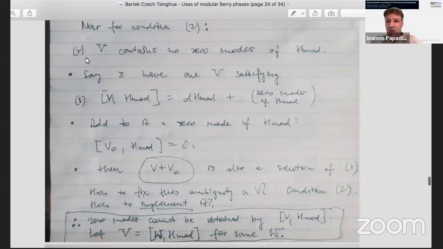Sorry to interrupt. So this is like a sufficient condition, but is it also necessary? Like, the fact that you can write it in this way. It's necessary and sufficient. Correct.